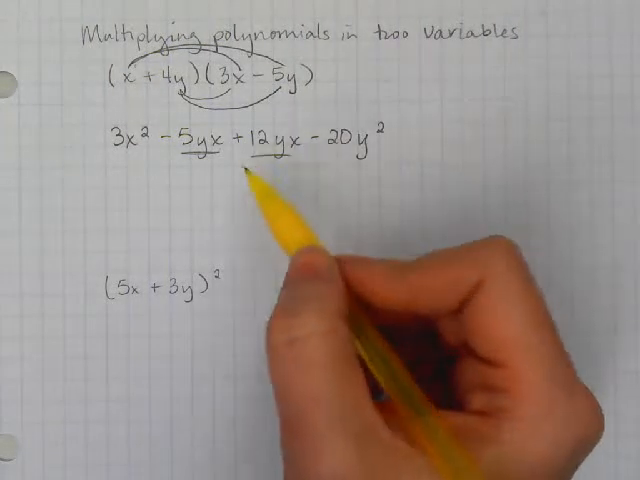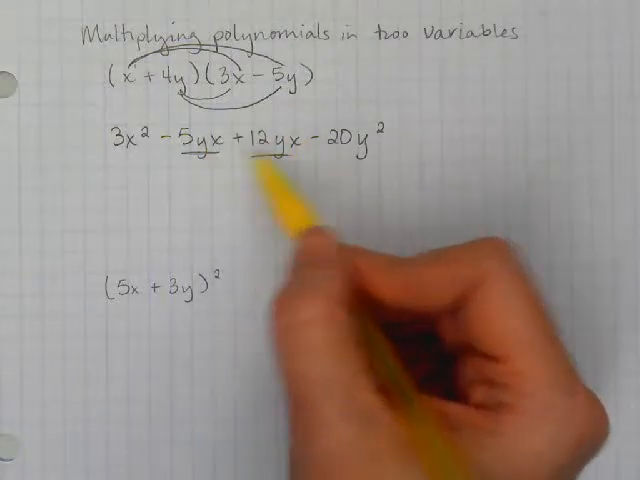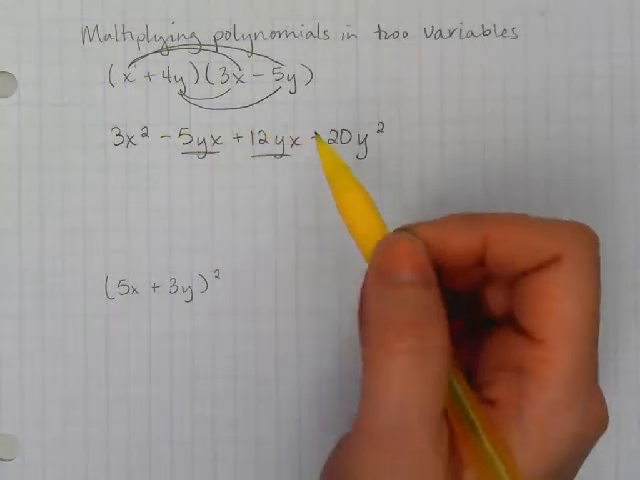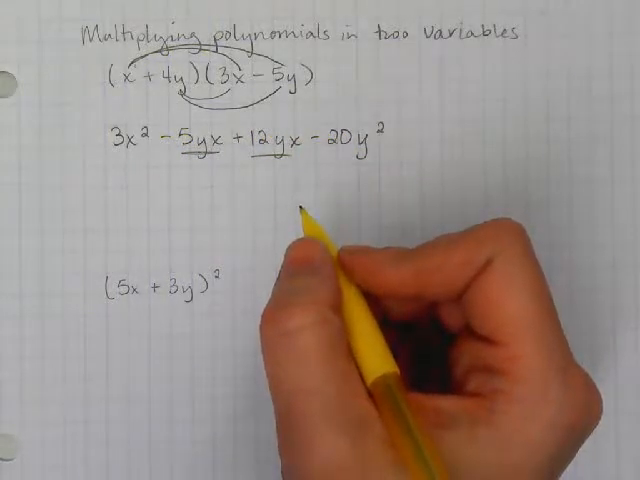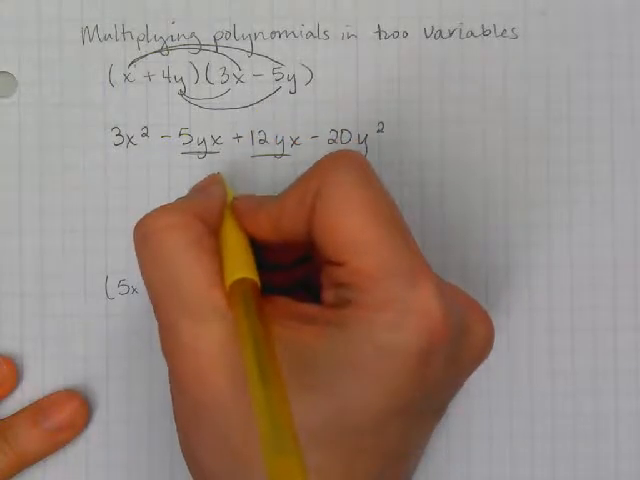Drop down my minus 20y squared. Drop down. Should this be a plus or a minus in front of the 7? Plus, because it's a positive. And then 3x squared, drop that down as well. And that's as much as I can do with that one.